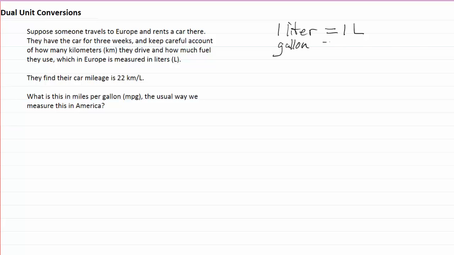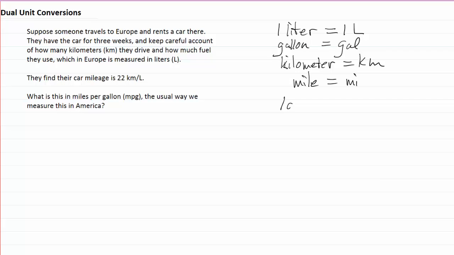Gallon is going to equal gal, or just G when I'm all the way down at the end of this thing. Kilometer is km. Mile, I'm going to just abbreviate with mi, and at the tail end I'll just write it as an m. Now I need a few conversions between some of these things that I'll use here.